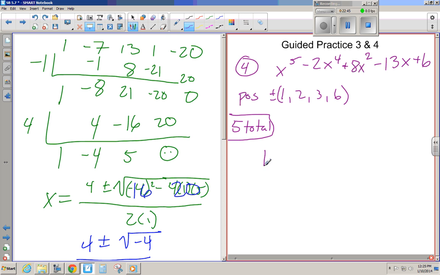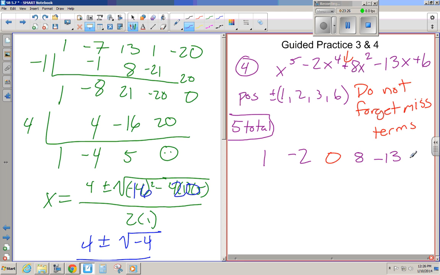Now we check by using synthetic division. Oops, forgot some information here. Please, please, please do not forget missing terms. So don't forget the missing terms. Right here, there is a missing term. It's a 0. Then 8, -13, and 6.